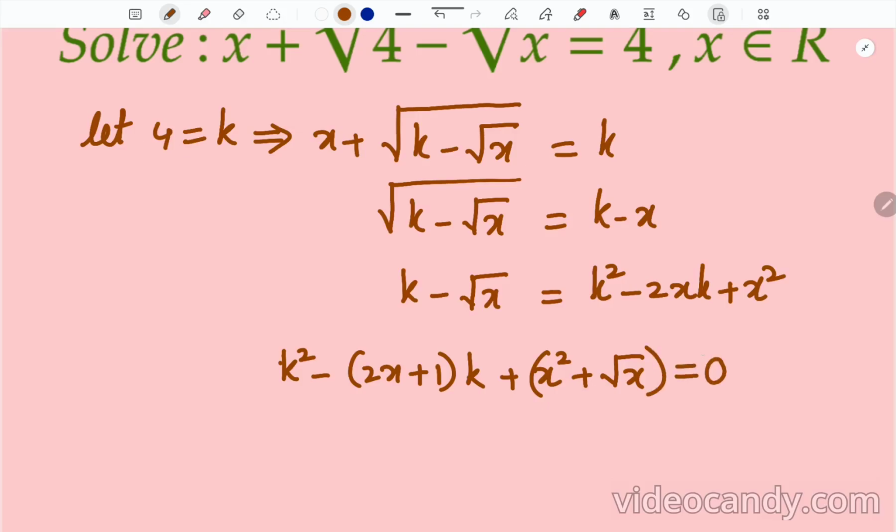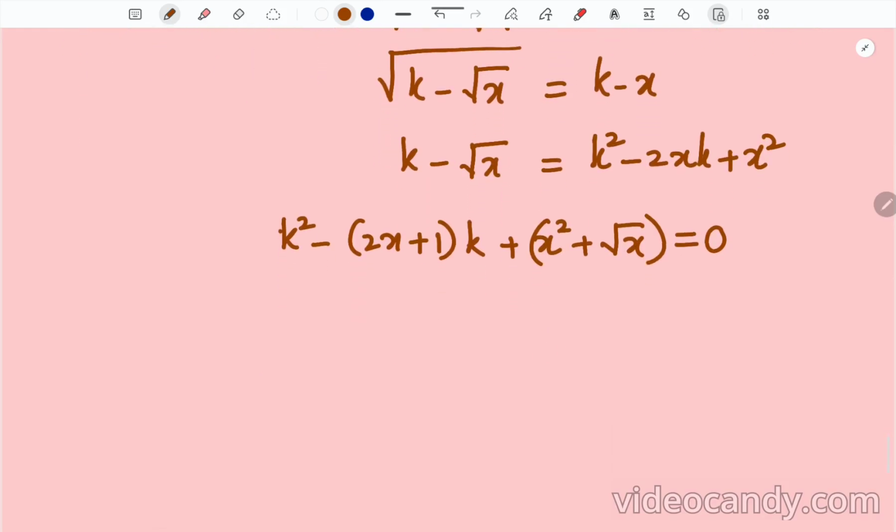This is the new thing in this. Here you can observe k square, here k. Therefore, this is the coefficient of k and this is a constant. Therefore, I have converted the given equation into a quadratic equation in k. So let us solve for k by using the quadratic formula.